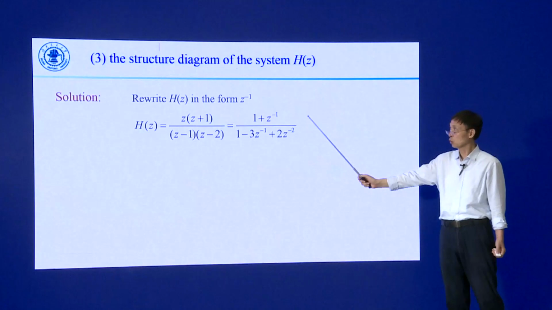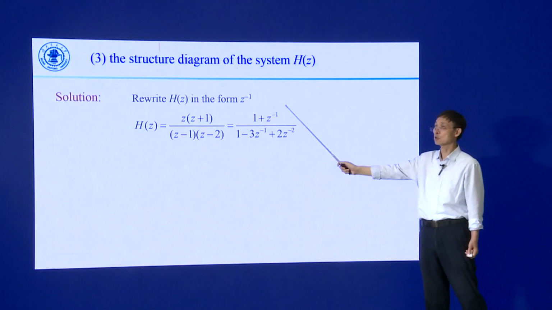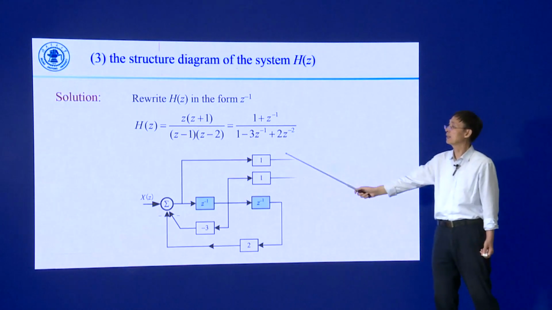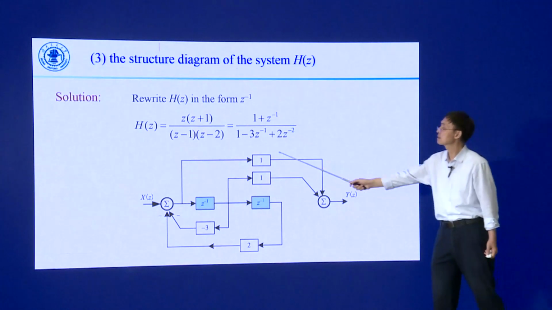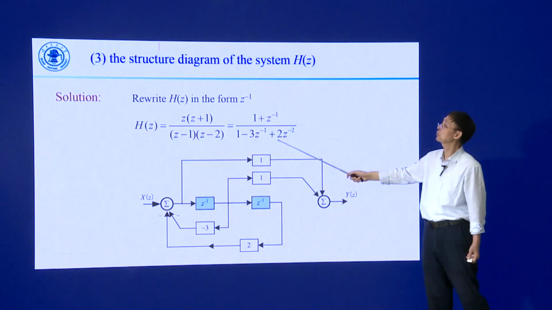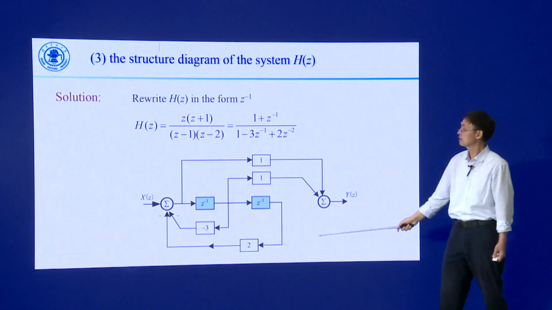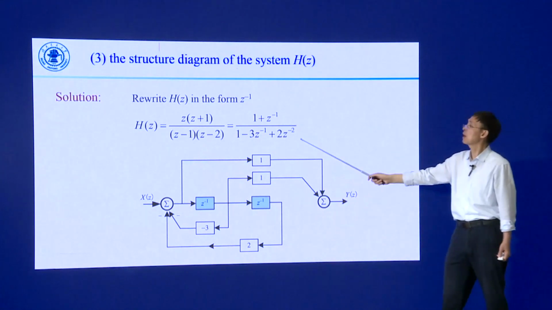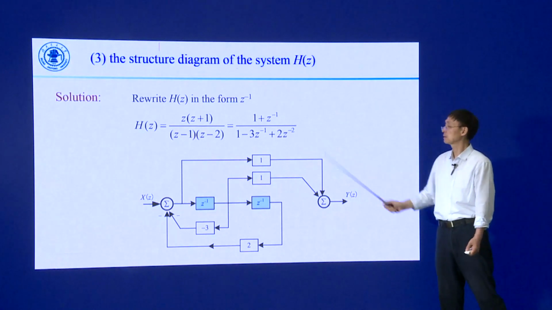We write H(z) in the form of z to the power minus 1. We can get the structure diagram. This number corresponds to its numerator coefficients. These numbers correspond to its denominator coefficients.